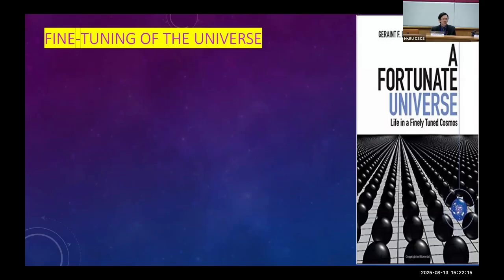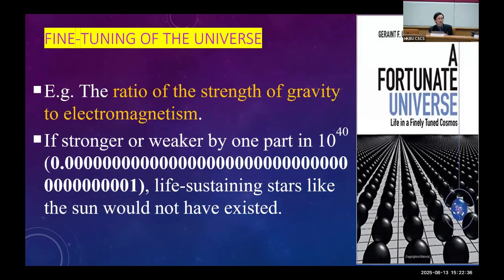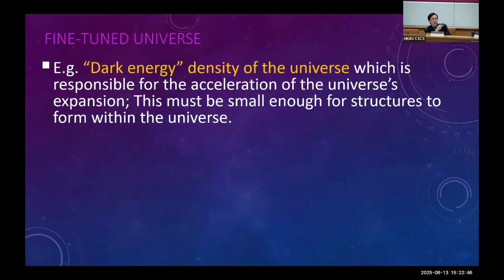Many scientists in recent decades have argued that there are plenty of examples of fine-tuning that allow for any kind of life or any kind of ordered forms of chemicals to exist in the universe. So here are some examples. If the ratio of the strength of gravity to electromagnetism were stronger or weaker by 1 part in 10^40, life-sustaining stars like the sun would not have existed. Another example: dark energy, which is responsible for the acceleration of the universe's expansion, must be small enough for structures to form within the universe.